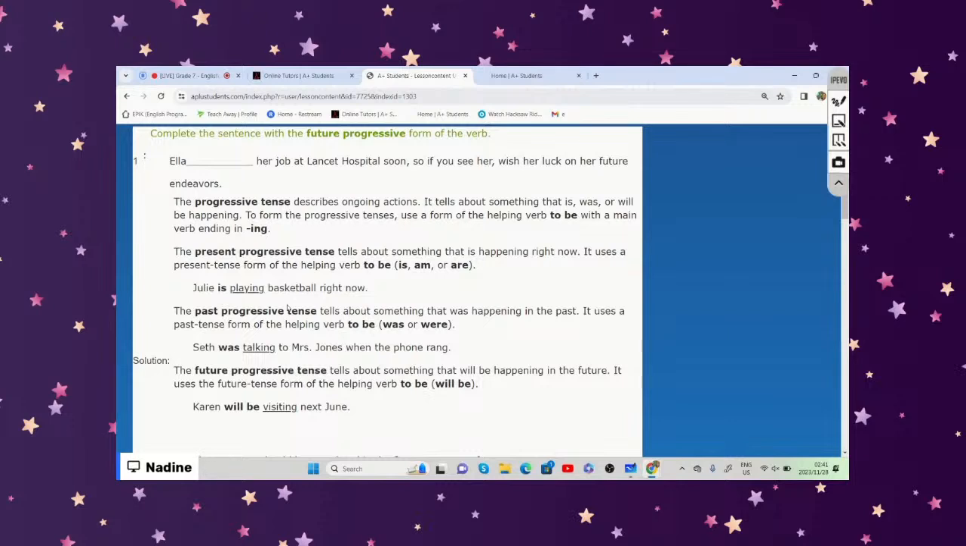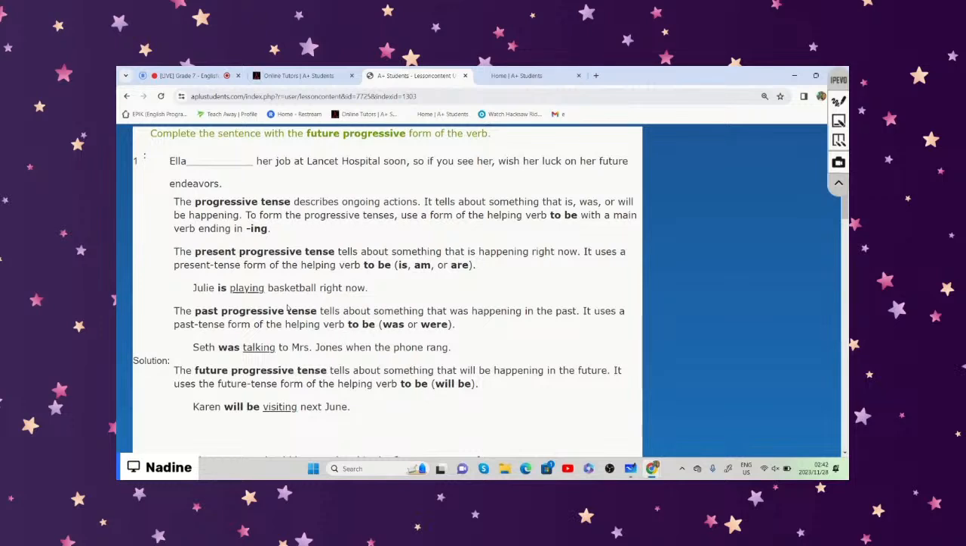So we use was or we use were. And like I say, that refers to either singular person or plural. And then we have the future progressive tense. It tells about something that will be happening in the future, meaning that it did not happen as yet, but it will be happening in the future.